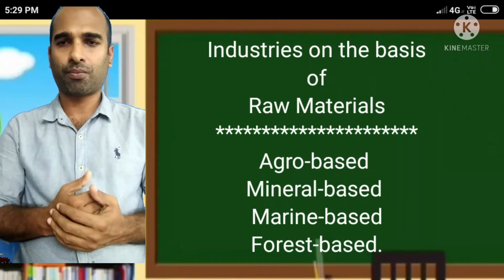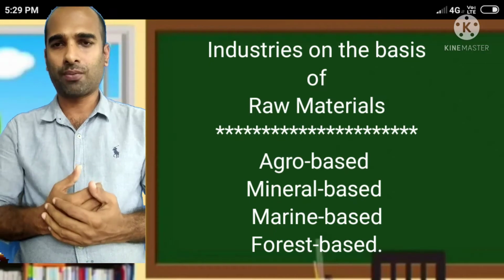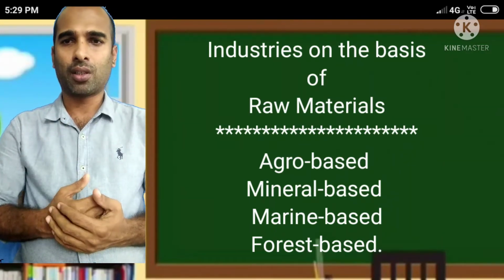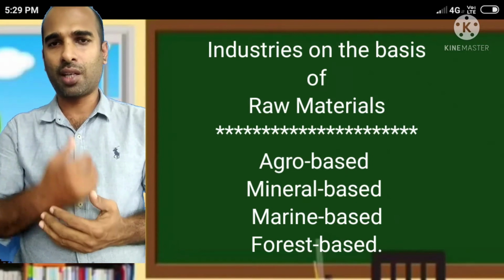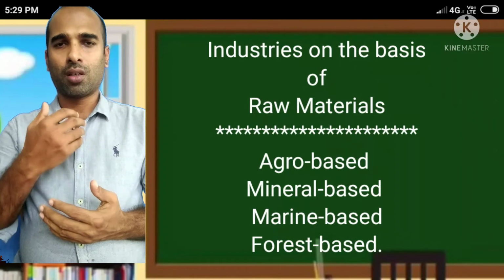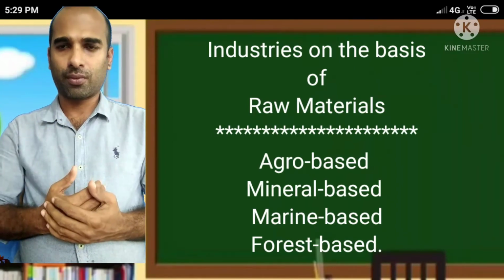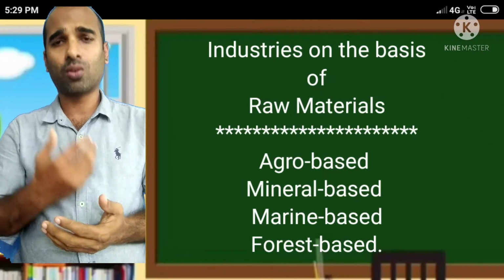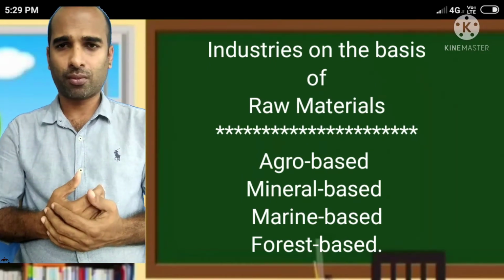For example, food processing, vegetable oil, cotton textile, dairy products, and leather industries. If you observe, for all these industries, the raw materials are coming from plants or animals.